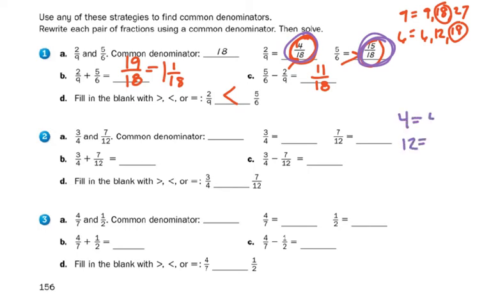Okay, next is 1/4 and 1/12. I'm going to write out the multiples. 4, 8, 12, 16, 20, 24. Guess what?